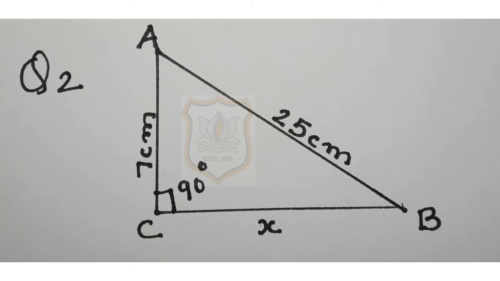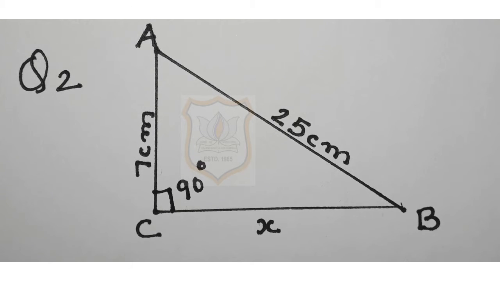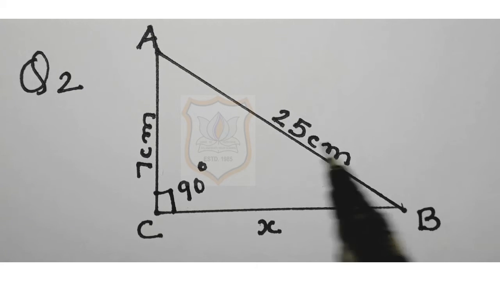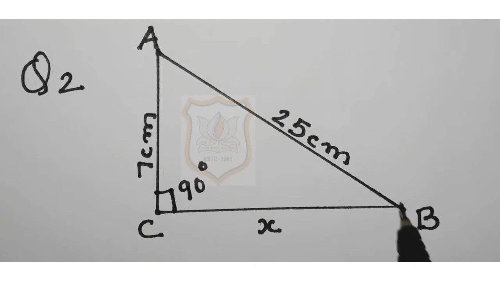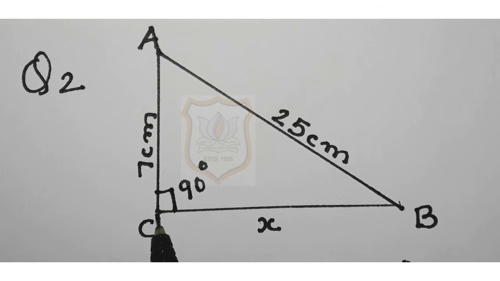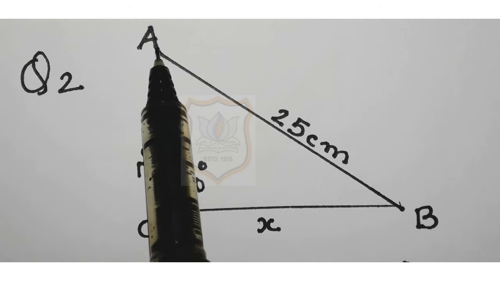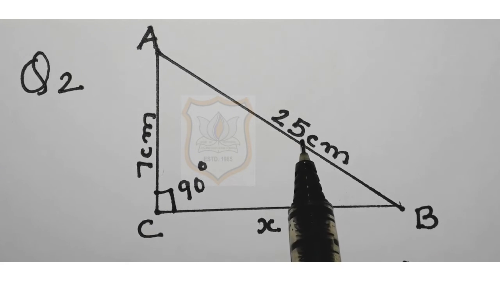Students, to solve this sum, first I have to draw a figure of this question. I have to draw a triangle ABC. See, I have already drawn it, A, B and C. In this triangle, this is a right angle triangle at angle C, so at angle C, it is 90 degree. Now, AB is equal to 25 centimeter, that is already given in the question.